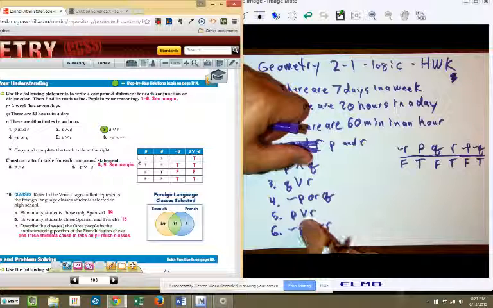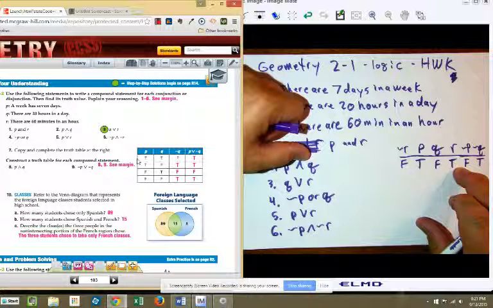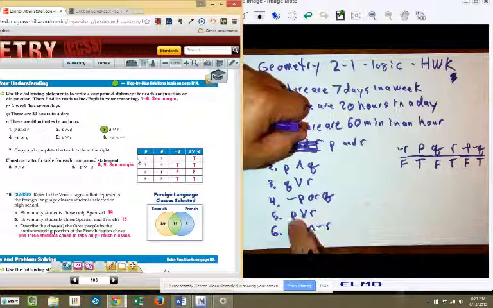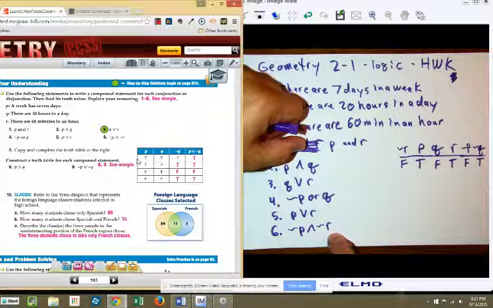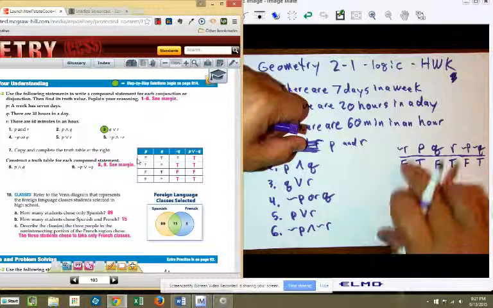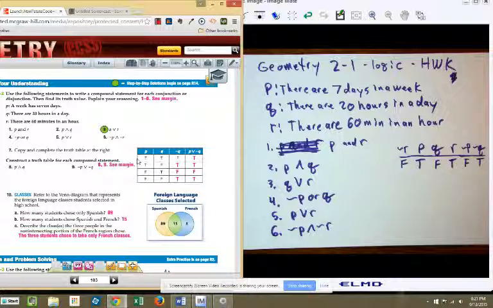So P or R can be true, but in this case, in fact, they're both true. So P or R true? Yes. How about not P and not R? Not P is false, and not R is also false. So both of them are false. The answer is false. There we go.